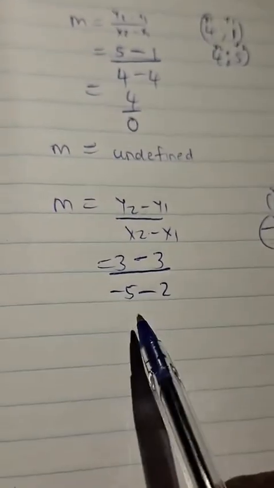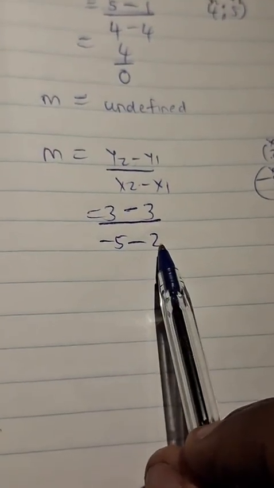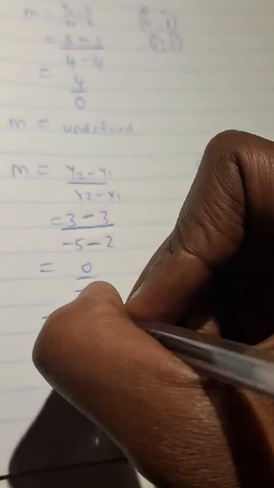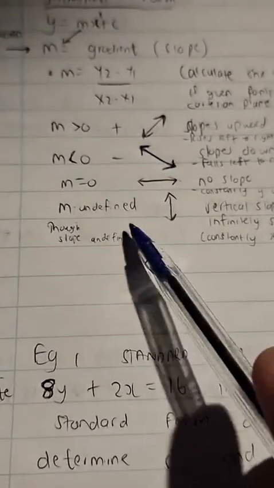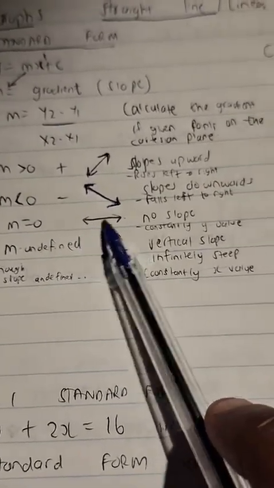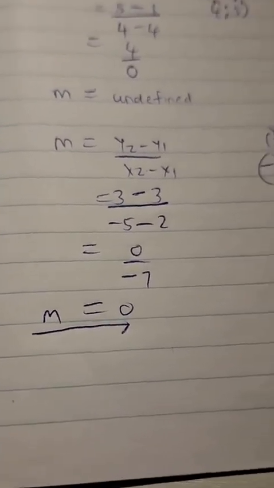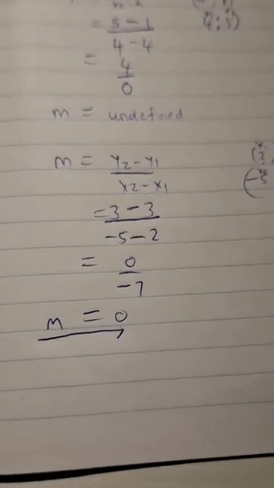In the denominator, we have x2, which is -5, minus who? And then it's 2, which is positive. But we know a negative times a positive is a negative, hence we got that there. 3 minus 3 is 0, over -7. So obviously our gradient is equal to 0. And what does that mean? It means if we drew this straight line, we would see a horizontal line. Okay, very, very important.